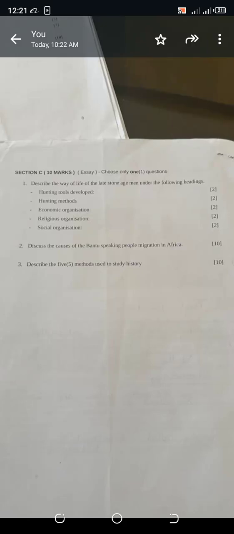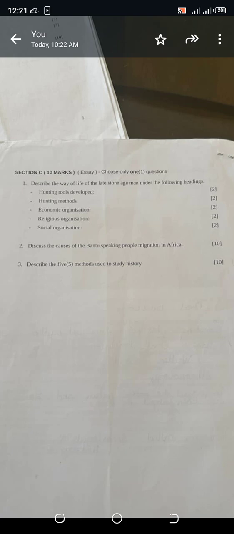We move to question 3. Describe the 5 methods used to study history. So this question has 10 marks. Since they're asking us for 5 methods, 5 into 10 is 2. So we're going to describe briefly.